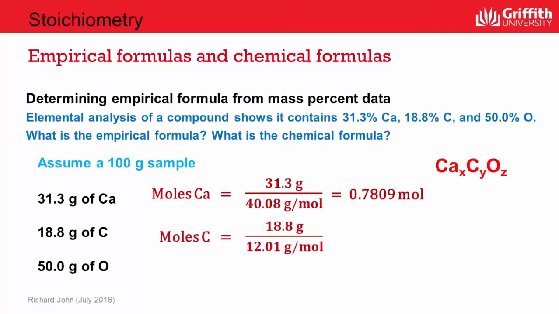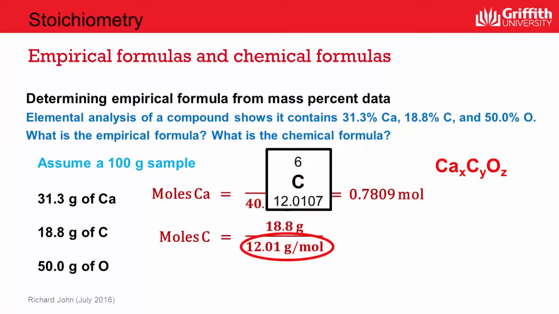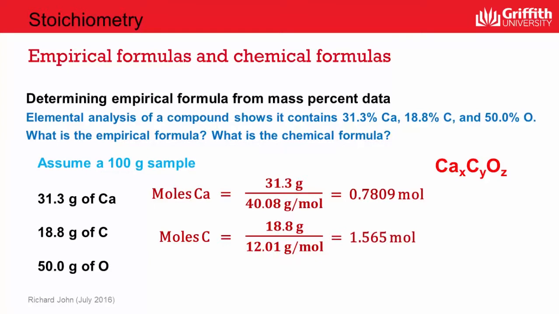We can do the same for the moles of carbon. We've got a mass of 18.8 grams in our 100 gram sample, and we're dividing it by the molar mass of carbon. And remember, we just get the molar mass value directly from the periodic table and express its units as grams per mole. So 18.8 divided by 12.01 gives us our 1.565 moles of carbon in our 100 gram sample.